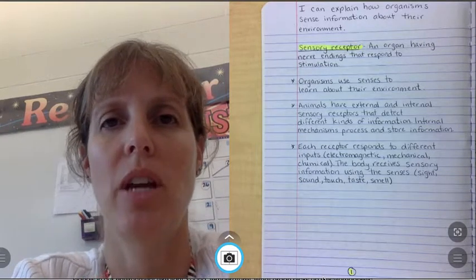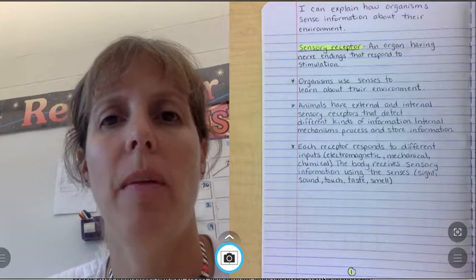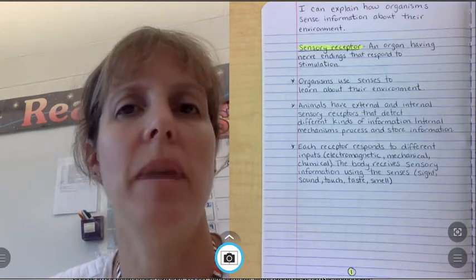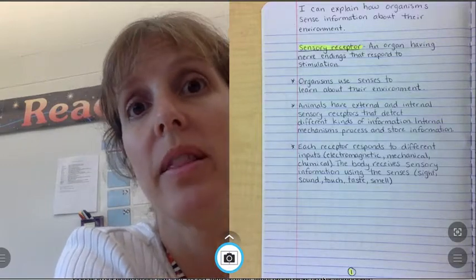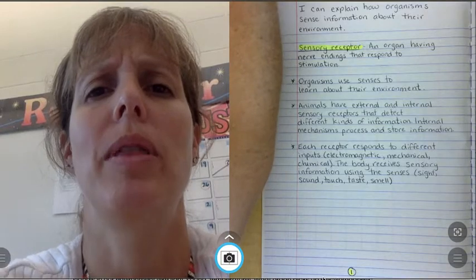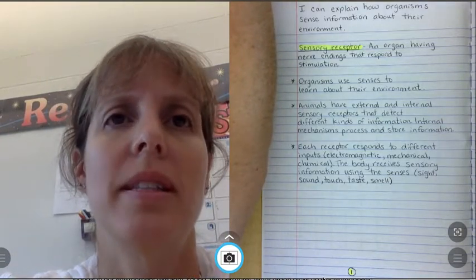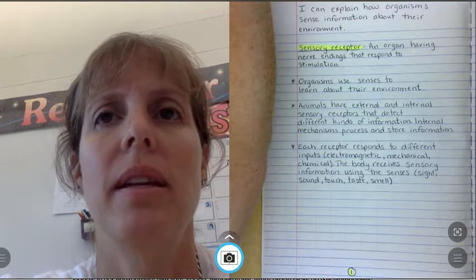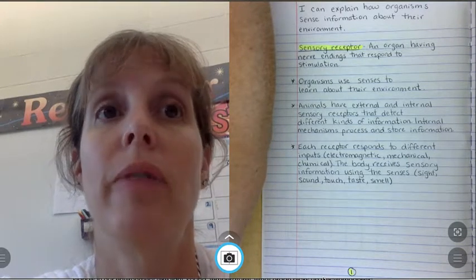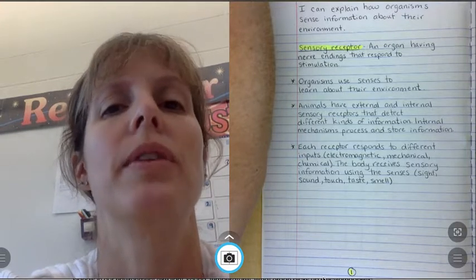We're going to start our first lesson learning about how organisms sense information about the world around them. This is going to sound really complicated, but bear with me. I'll make it as easy as possible. An organism's ability to sense and respond to its environment enhances its chance of surviving and reproducing. So things need to be able to survive in order to reproduce, in order for that species to continue, right?